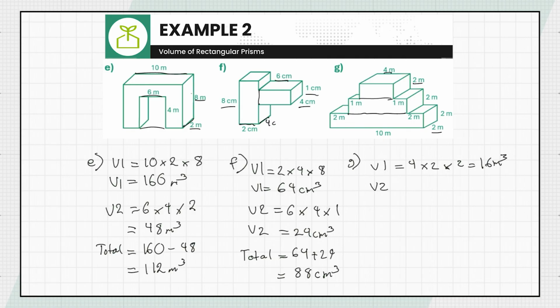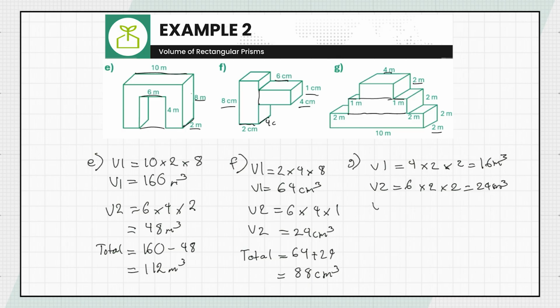For our second layer, we have to determine how long it's going to be. Now we know that we've added on 1 here and 1 here. That means the total length is going to be 4 plus 2, which is going to be 6, multiplied by 2, multiplied by 2 again, because the width hasn't changed and neither has the height. So that's just going to be equal to 6 times 4, which is going to be equal to 24 meters cubed.